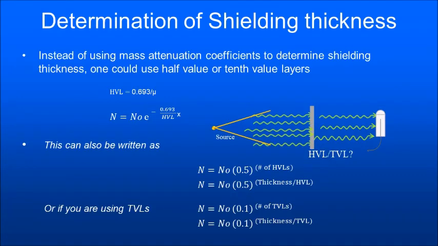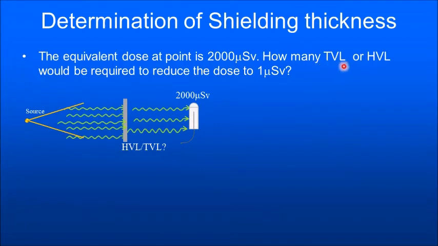Another approach to determine the shielding thickness is to use half value layers and tenth value layers rather than the mass attenuation coefficient. We know the equation HVL is equal to 0.693 by mu. And we also know N is equal to N0 e power minus 0.693 by HVL into the thickness. This equation can be simplified and written as N is equal to N0 into 0.5 to the power number of HVLs. The number of HVLs, if you want to know, you divide thickness by the HVL of that particular material. Similarly, for TVLs, you can write the same equation as N is equal to N0 into 0.1 to the power number of TVLs, or N is equal to N0 0.1 to the power thickness divided by the TVL. Let us try to solve this problem on the basis of TVL and HVL.